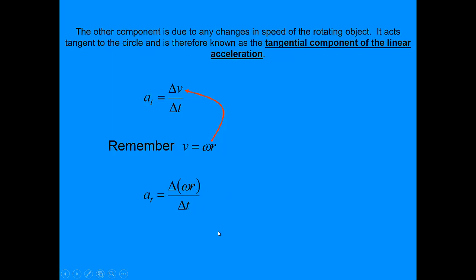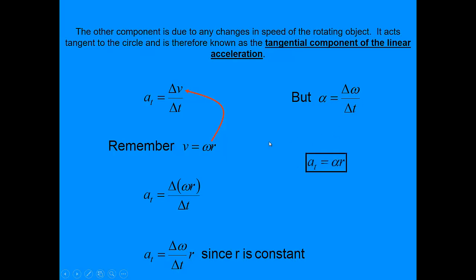Radius, of course, because a point on a rigid object rotating about a fixed axis moves in a circle. So the radius here is going to be constant, so we can pull it outside of the change in part. And then look what we have left. The change in the angular velocity over the change in time. You remember what we defined that as? We defined that as the angular acceleration, the rate of change of angular velocity. Plug that in, and we get an equation, a math model, sorry, to calculate the tangential component of the linear acceleration. It's the angular acceleration times the radius.